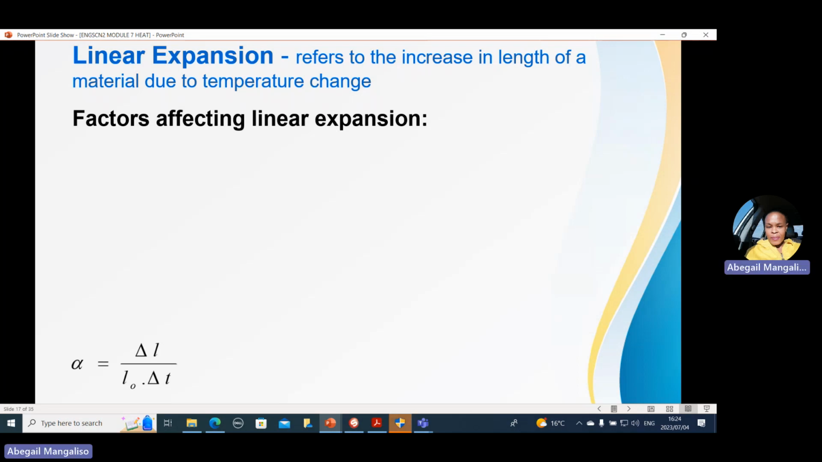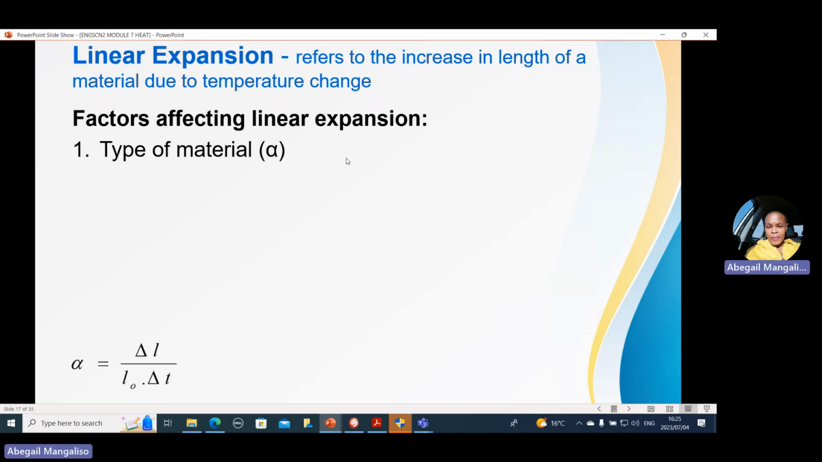Now, factors affecting the linear expansion. The expansion of a rod depends on three factors. The first factor is the type of material. It depends whether you are heating aluminum or steel, what type of material is being heated. So the type of material is represented by the symbol alpha.